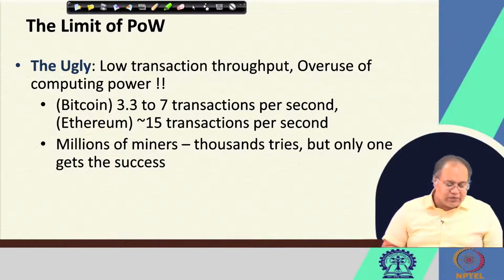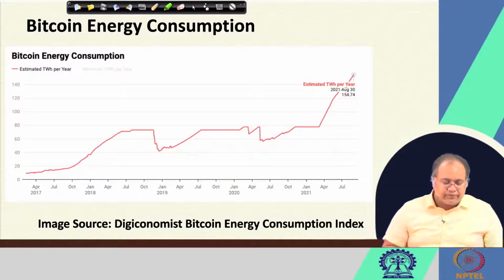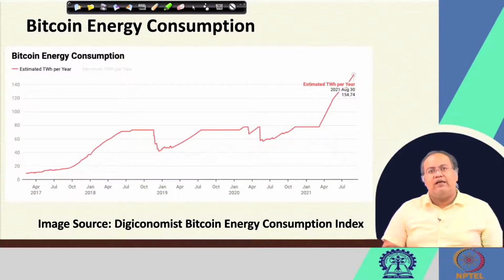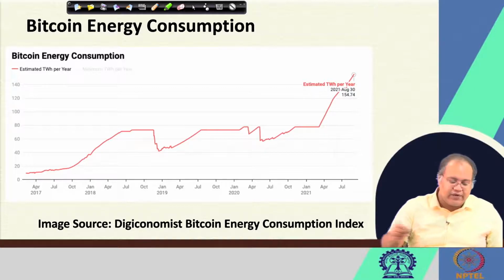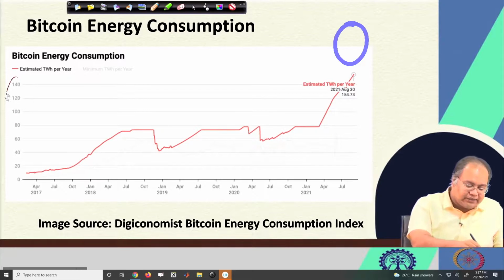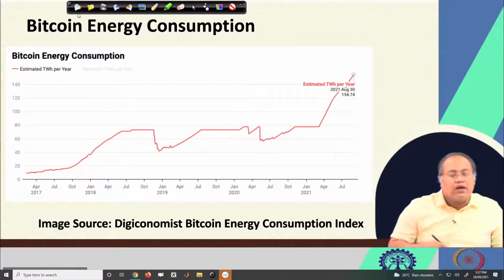Now, if you look at the energy consumption taken up by Bitcoin transactions and try to plot it, this is the kind of curve we have over time. The y axis on the left hand side has the unit of terawatt hour. You can see that over time the amount of energy consumption increases significantly.